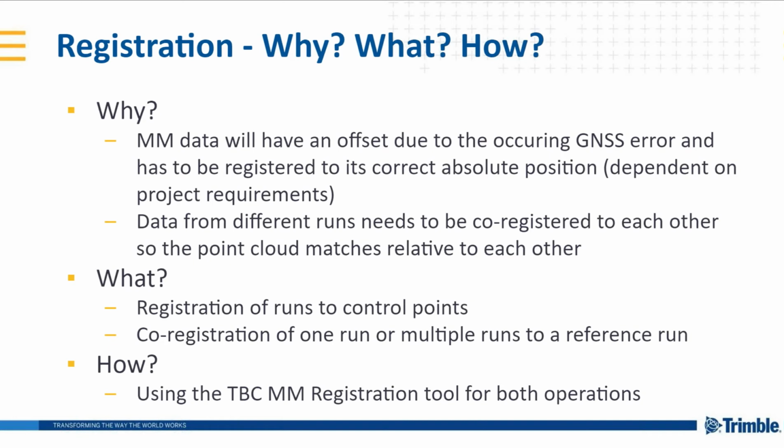And furthermore, we do this not just to get this absolute reference, but also to get a relative alignment between different runs of your project. So think of a highway where you drive 2 lanes in parallel, or 1 lane up, 1 lane down on an urban roadway. So that the data fits, you've got to do this registration and/or co-registration, so the data fits on top of each other. And those are the 2 modes we offer in TBC mobile mapping: a registration of runs to control points, or a co-registration of 1 run or a number of runs to a reference run.